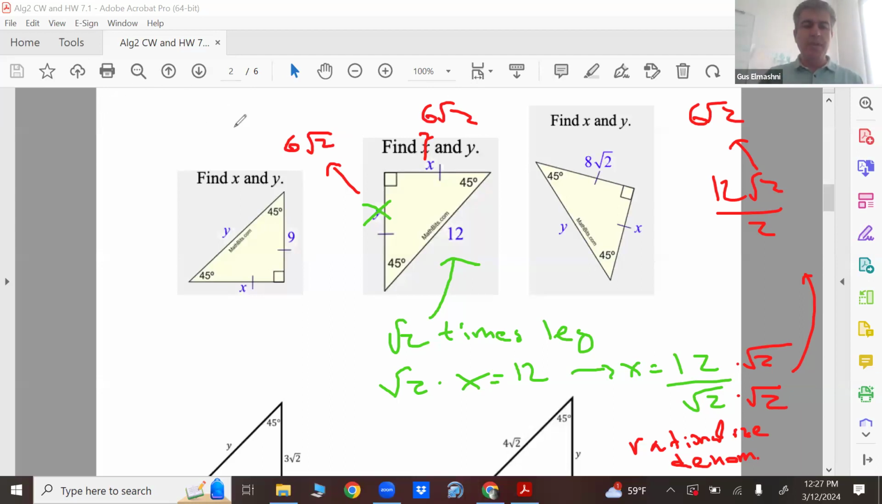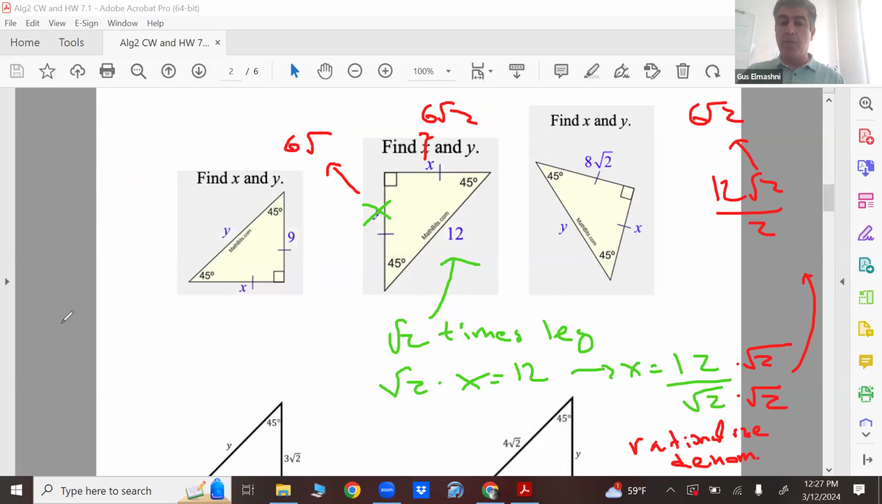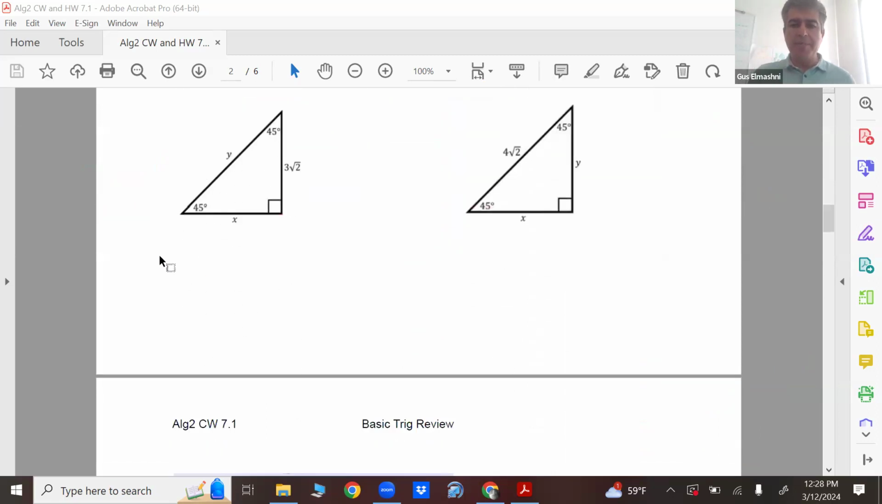And it works, because if I were to square these, I would get 72 plus 72, which is 144. And guess what? What's 12 squared? 144. So I know it works. You didn't have to write all this stuff down. I just wanted to show you it works. Remember, all these have to satisfy the Pythagorean theorem. These are all right triangles. Okay, that's clear. Okay, let's do a couple more here.